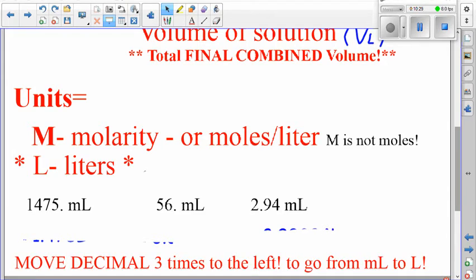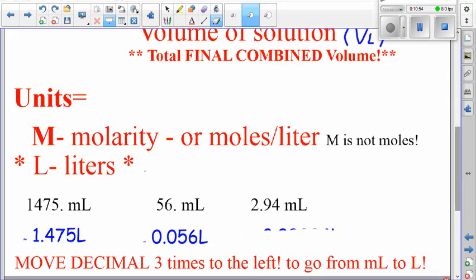I don't want you to memorize that. I want you to understand I'm really just dividing by 1,000, which does move the decimal 3 spots to the left. But I don't want you to mindlessly move the decimal. I want you to understand I'm dividing by 1,000 here. So 1,475 milliliters is only 1.475 liters. And 56 milliliters is only 0.056 liters.